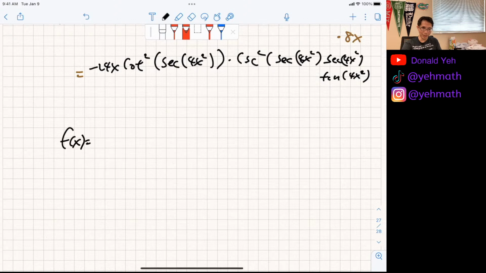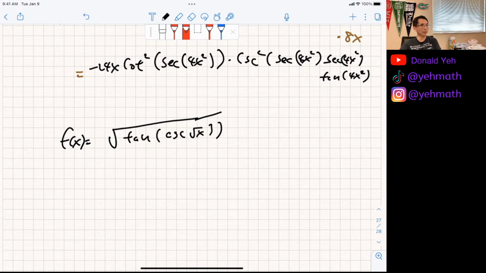This one's gonna be faster. Is that okay? So that's the square root of tangent of cosecant of square root of x. Ooh. Okay, so something to the square root can be written as something to what power, right? 1/2. Good.